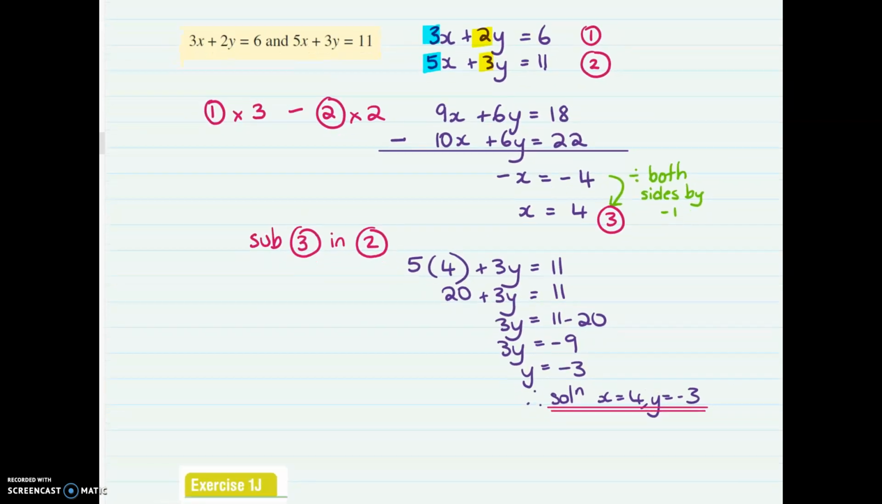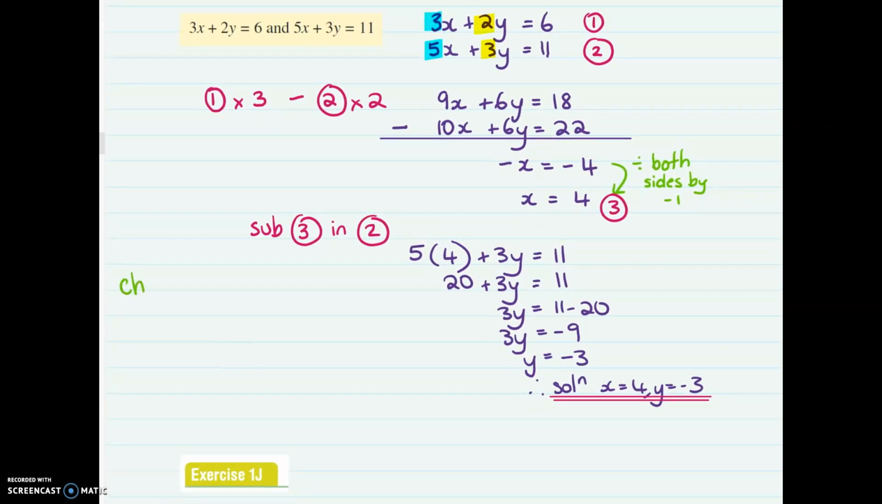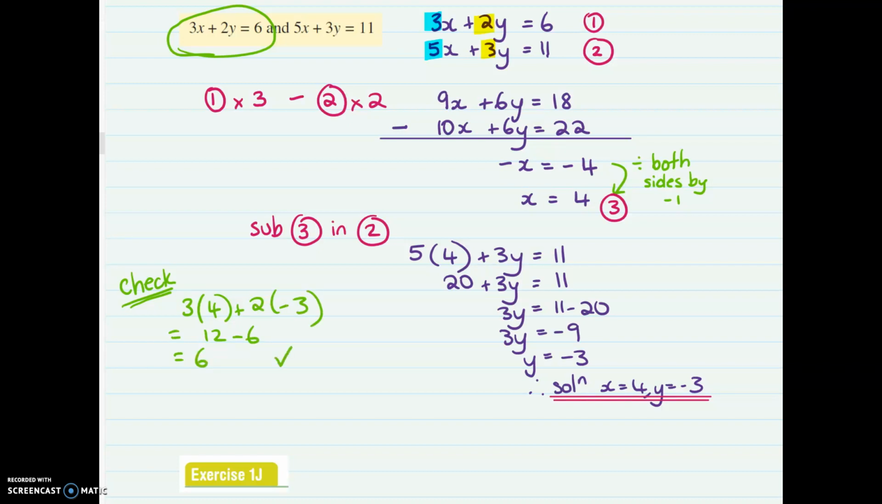Now I haven't been doing this with either of our equations, but just keep in mind you can always do a check. So if 4, negative 3 satisfies both equations, it works. So if I take 3, so I'm looking at this one here, 3x plus 2y equals 6, so 3 lots of 4 plus 2 lots of y, which is negative 3. If I work that out, I get 12 minus 6 gives me 6, which is what they said it equals. Check that it works in the other equation. 5 lots of 4 plus 3 lots of negative 3. 20 minus 9 is 11, and that's what equation 2 was. So you can always check and make sure it does give you those values.